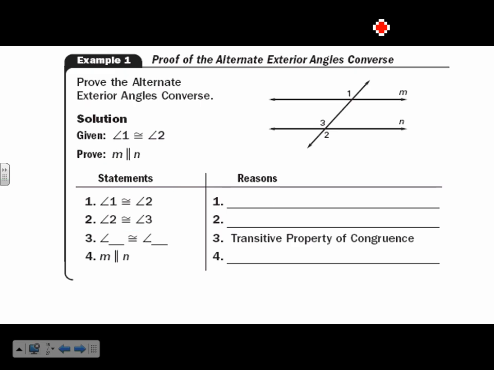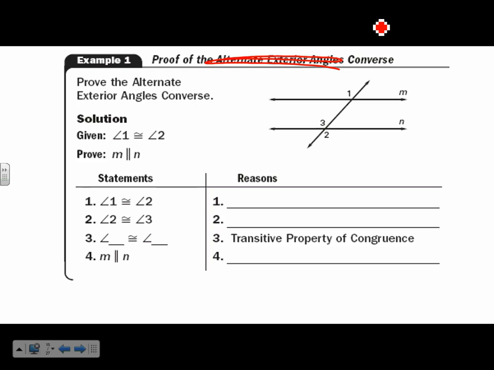So in this example one, we're proving the alternate exterior angles converse. First off, I just thought of this because I messed this up a couple of times. Since we're proving the alternate exterior angle converse, we're not using the alternate exterior angle theorem. I know if you look at this, you're like, well, you could just do this in one step. Well, we're not using the alternate exterior angle because we're trying to prove that.